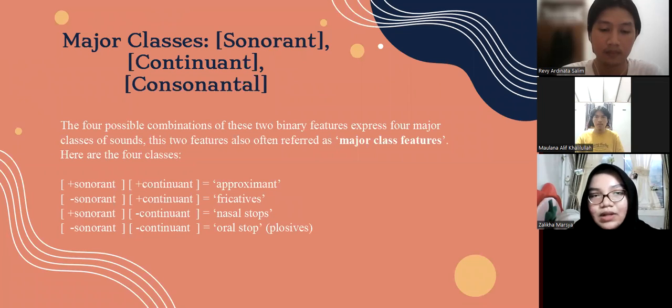The four possible combinations of these two binary features express four major classes of sound. These two features are also often referred to as major class features. Here are the four classes. Plus sonorant and plus continuant are approximants, minus sonorant and plus continuant are fricatives, plus sonorant and minus continuant are nasal stops, and minus sonorant and minus continuant are oral stops or plosives.